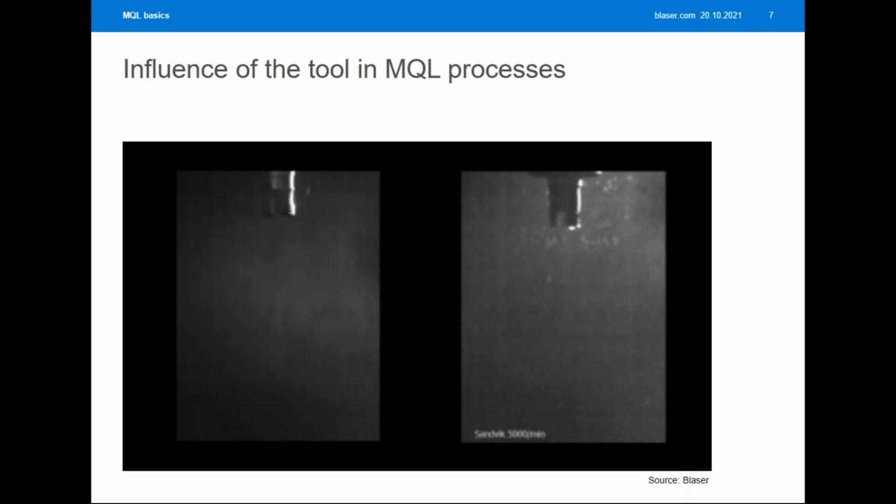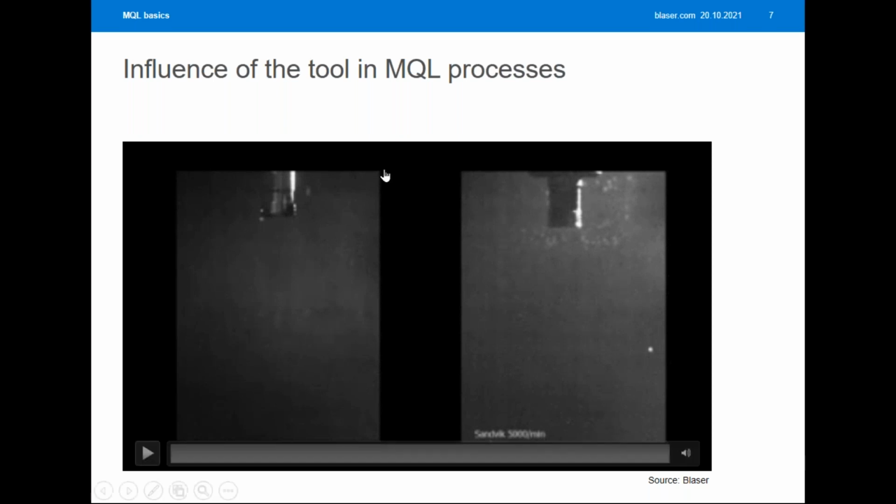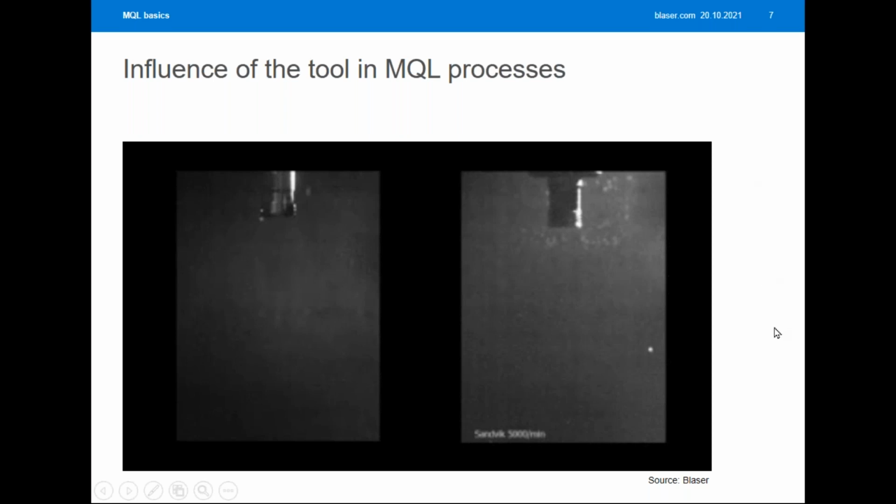And on the left-hand side, you see, I have to say, more or less continuous aerosol transport, but at least the cutting area is always covered with lubricant. So you really have a consistent lubrication of the cutting area.